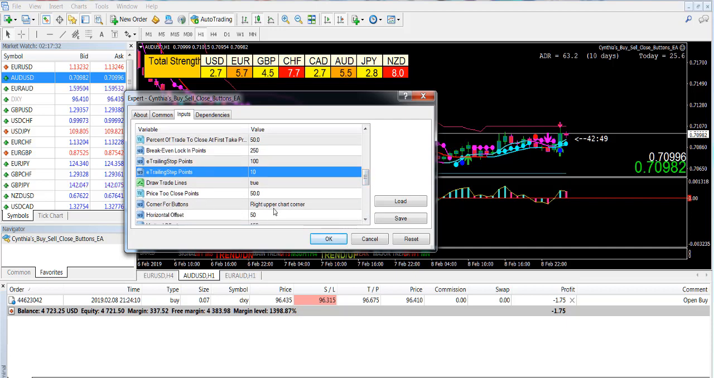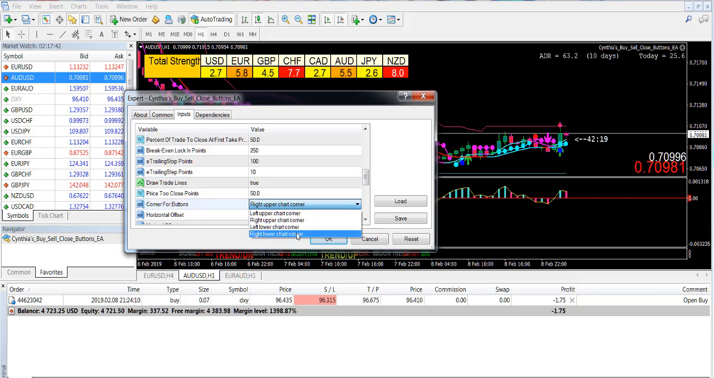The corner for the button is right upper corner chart, which means it's up here. So if for any reason you wanted to change where the button appears, you have all these choices. Just click the drop down button.